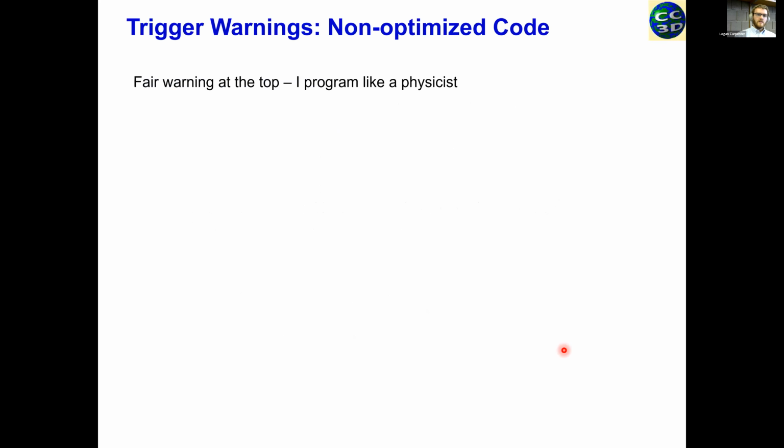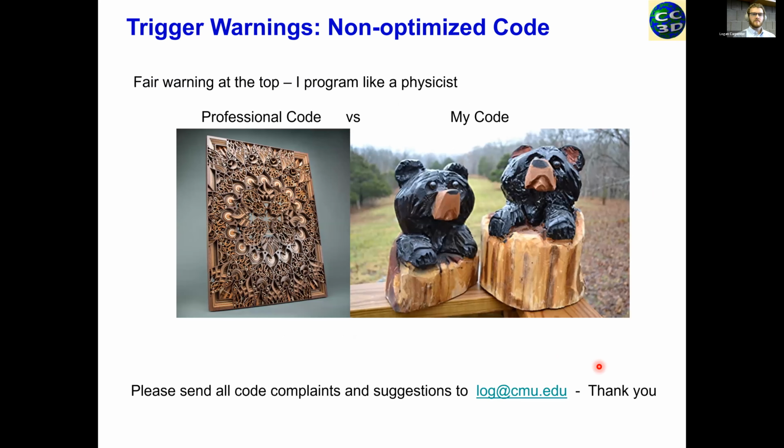Okay. So just a warning at the top, and that's that I program like a physicist. You may wonder, what does this mean? It means I get the job done, but it isn't necessarily very pretty. By all means, if you see any non-optimized code or bad practices, feel free to send me any complaints, suggestions, or compliments. You can send that to log@cmu.edu.